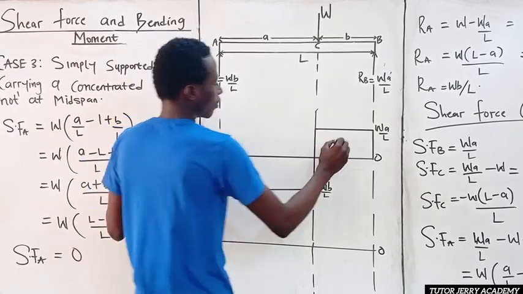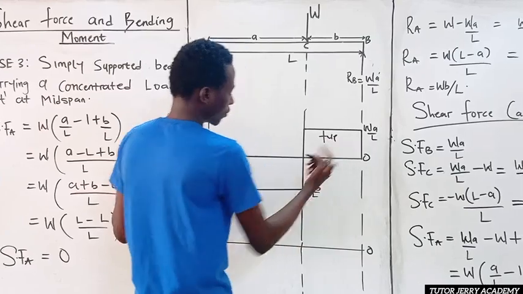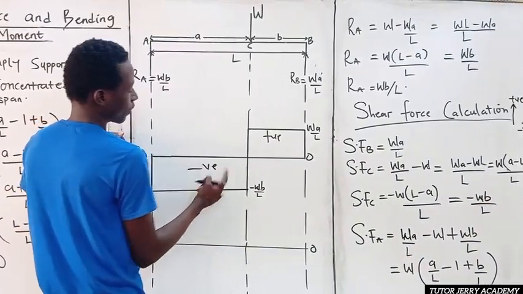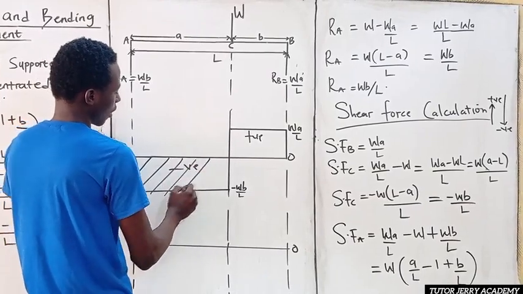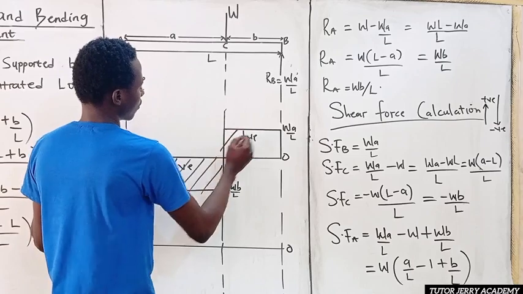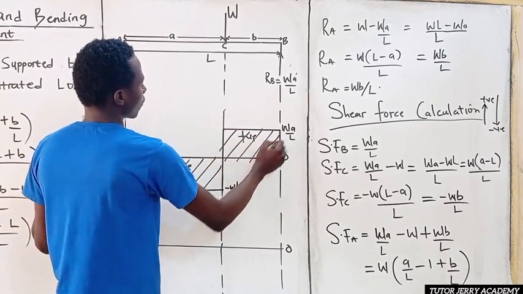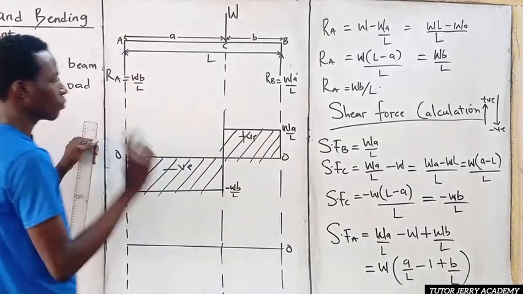This part, of course, is positive, and this part is negative. So we can just shade it. This is our negative part, and this is our positive part. I hope you get that.